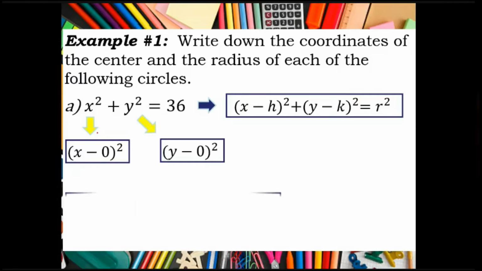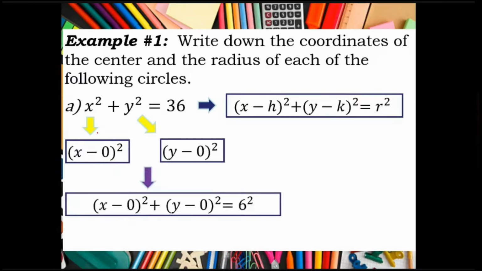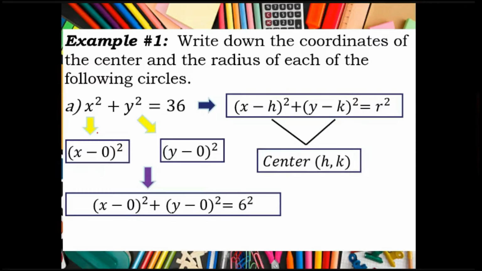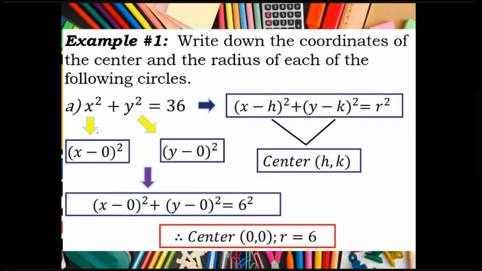Hence, the standard form of this given is the square of x minus 0 and the square of y minus 0 equals 6 squared for r squared. And since we know that the coordinates of the center are h and k, therefore, our center in this given is 0, 0, and our radius is equal to 6.